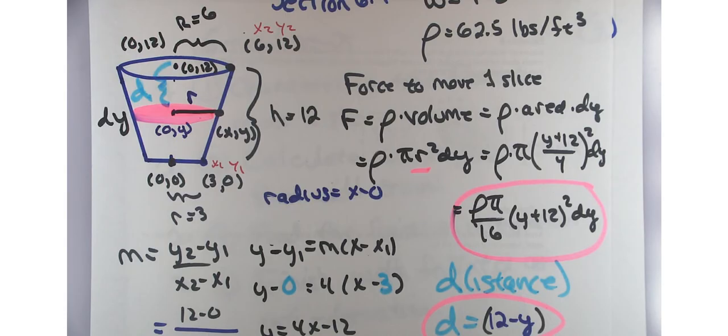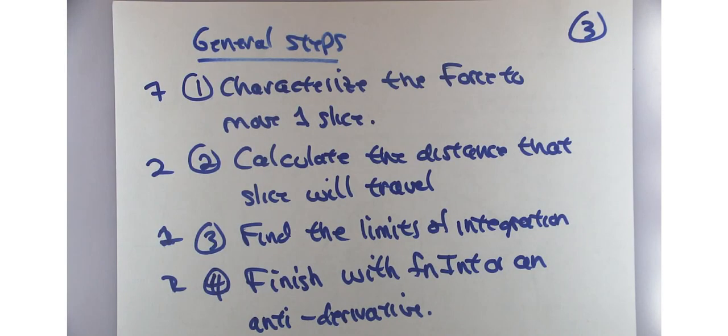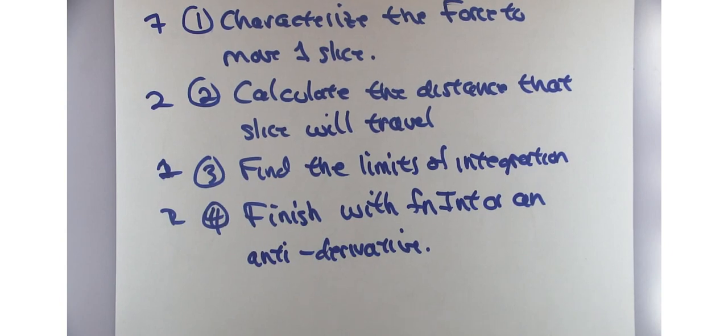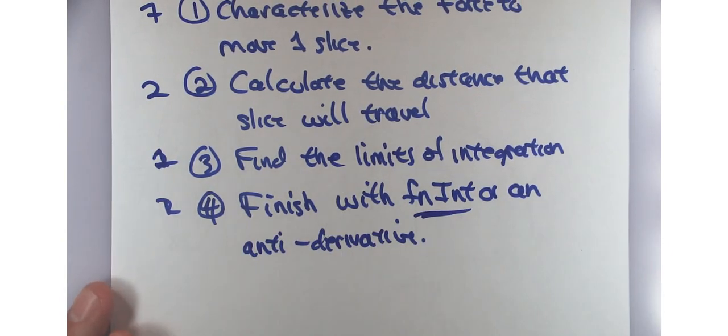No, it does, yeah. Okay. Could you go back one more time for the fourth step? Finish with fnInt, which is your calculator's version of finding this numerically, or an antiderivative, meaning you have to actually integrate it by hand, finding an antiderivative, and then finish it up that way.